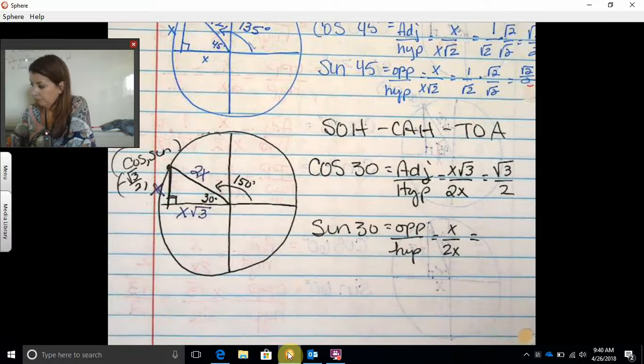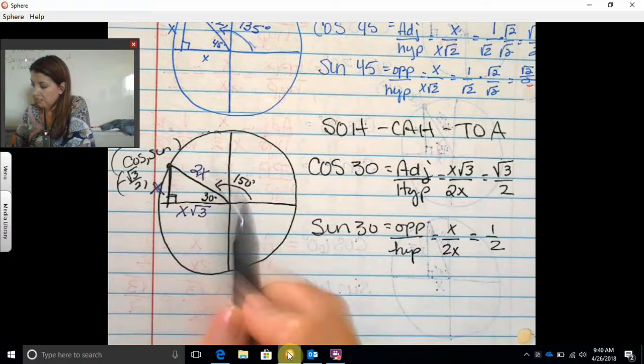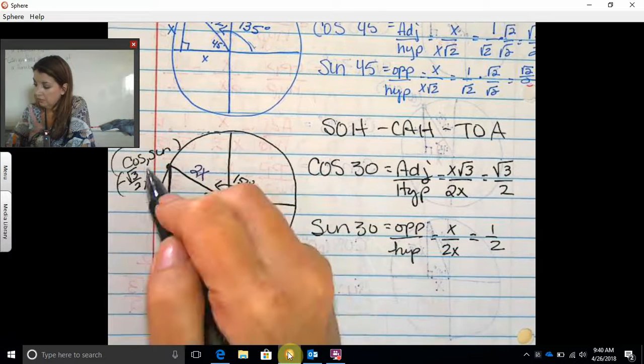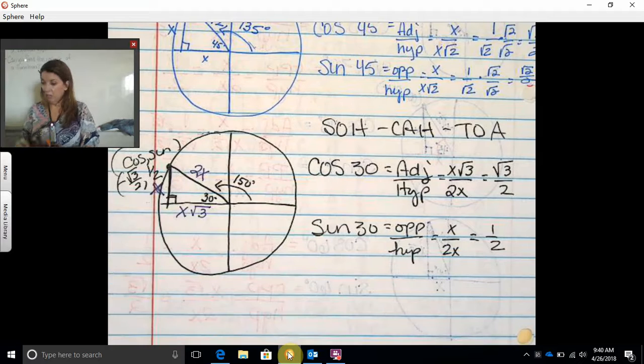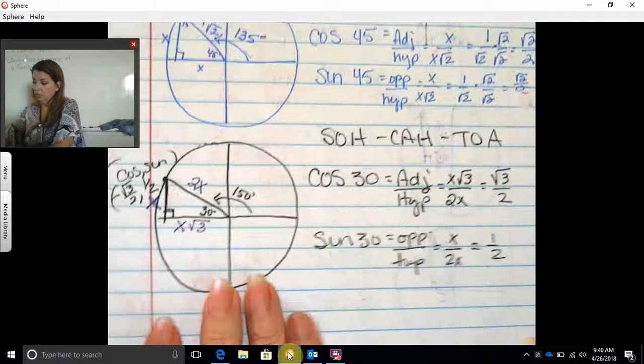Simplify and you get 1/2. Remember, sine is your y value. Are the y values positive or negative in this quadrant? Positive. So we'll flip back over and we'll fill this in. Negative square root of 3 over 2, comma 1/2.